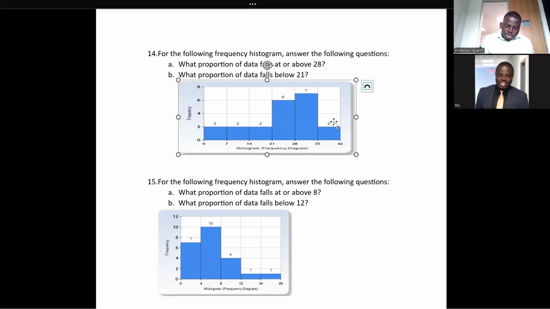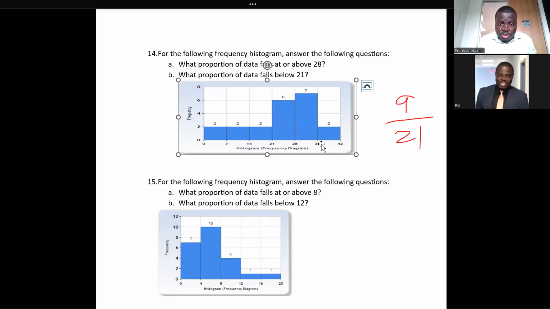But what do I do next? Now remember, again, it's proportion. So you're doing a fraction. So you're doing 9 divided by the total frequency. And the total frequency is going to be 2 plus 2 plus 2 plus 6 plus 7 plus 2. So 2 plus 2 plus 2 is 6, plus 6 is 12, plus 7 is 19, plus 2 is 21. So 9 over 21. This is for A.